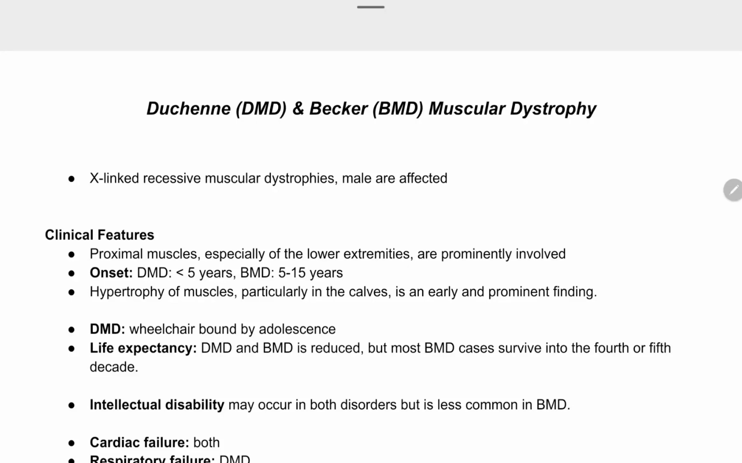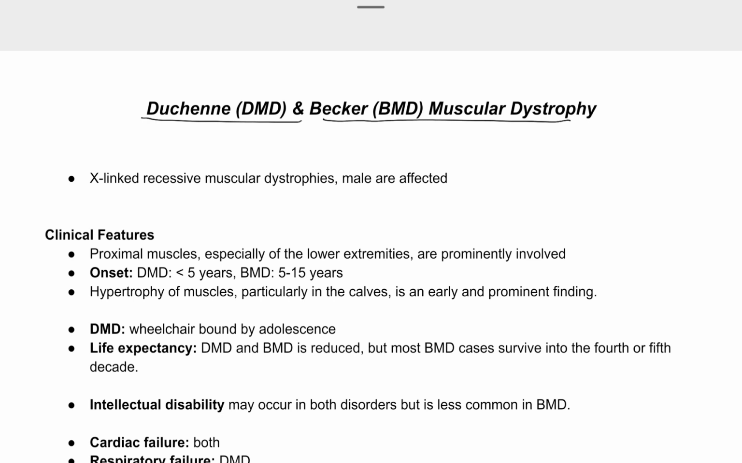Hello, my dear. Today I will talk about two very important muscular dystrophies, that is Duchenne Muscular Dystrophy (DMD) and Becker Muscular Dystrophy (BMD). These two muscular dystrophies are grouped together because they have similarities in terms of pathogenesis, clinical features, investigation, treatment and prognosis. Of course, they have some differentiating points in some specific areas. We will talk about them one by one in this lecture.